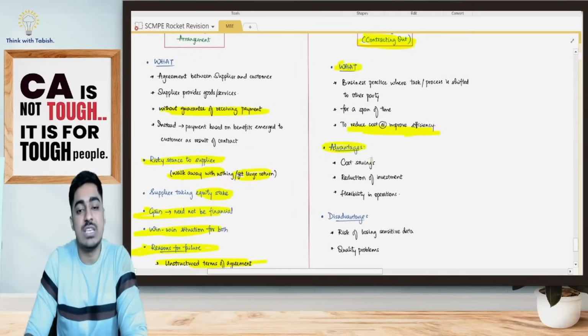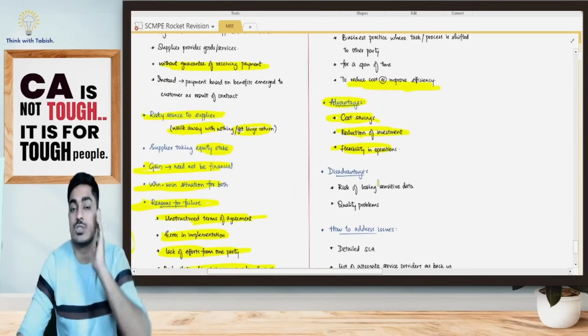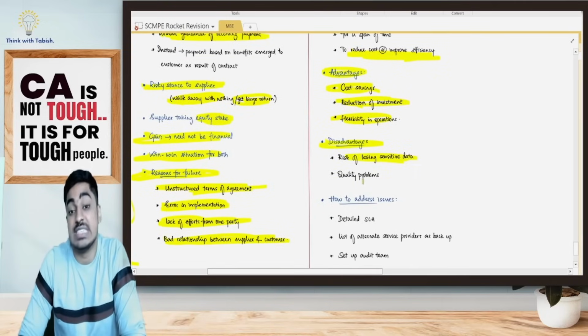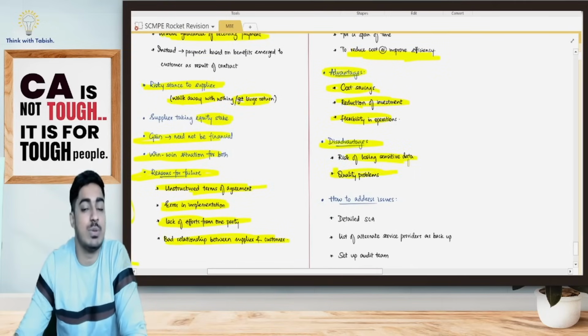Advantages: cost savings will be there, investment will get reduced, as well as flexibility in operation will be there. We'll focus only on the required portions. Disadvantage: there is a risk of losing sensitive information. Quality problems could be there.